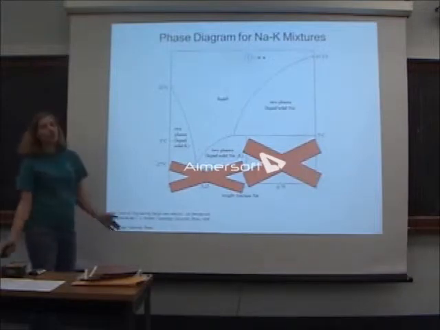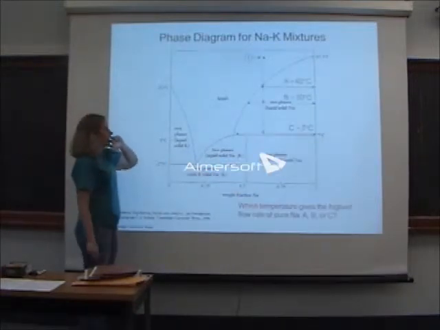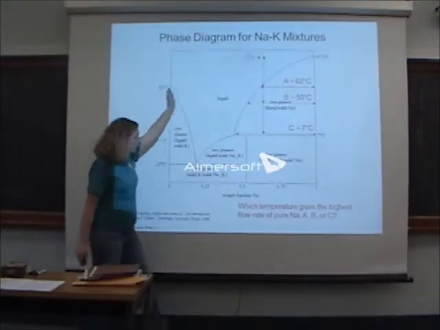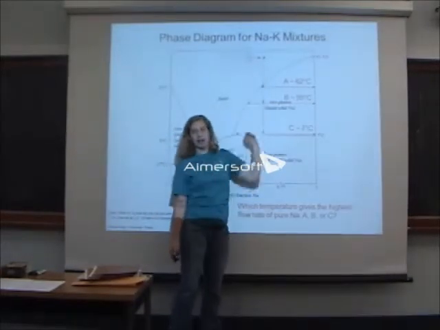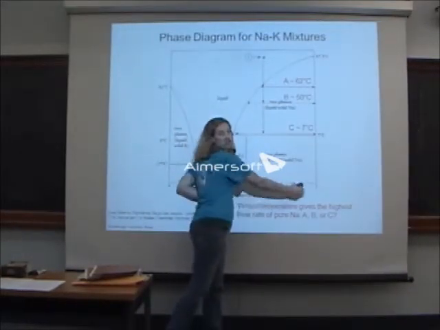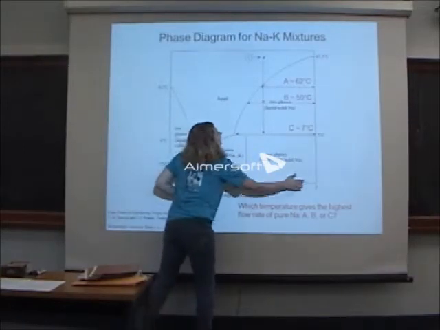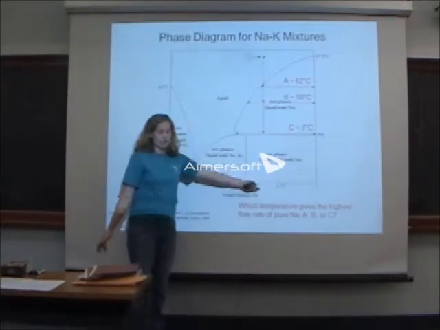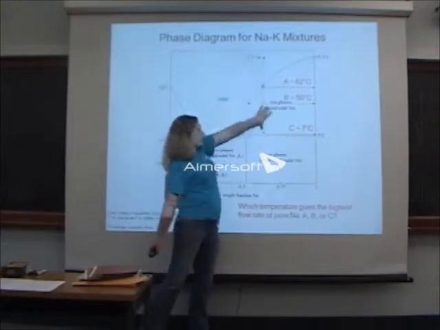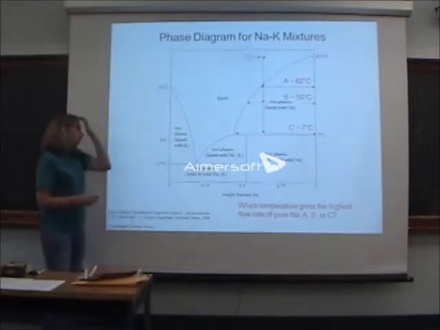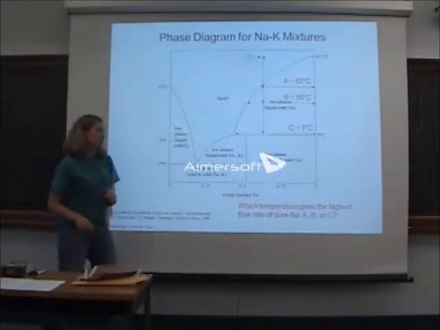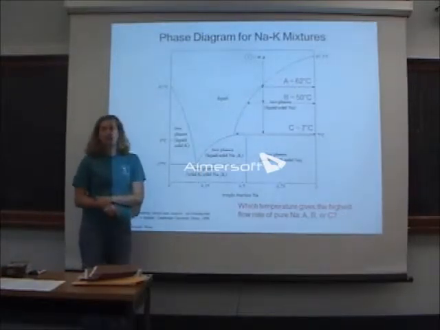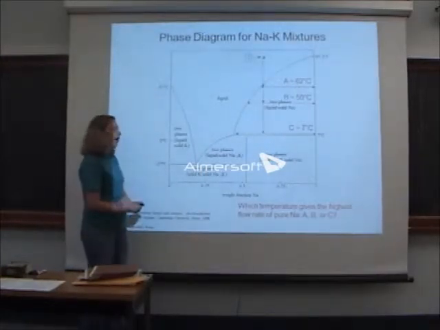All right. So the next thing that we might want to look at is we can only change the temperature of this incoming stream, right? We're not going to be changing the weight fraction, so we're not going to be going up and down this axis right away, but we can be going up and down this. So which temperature gives the highest flow rate of pure sodium? A, B, or C? C. C? And why is that?